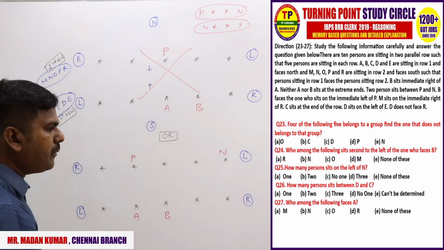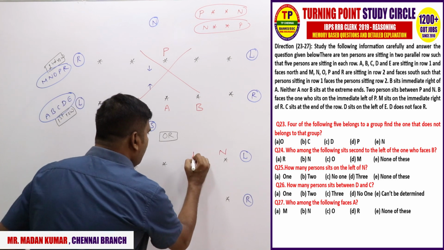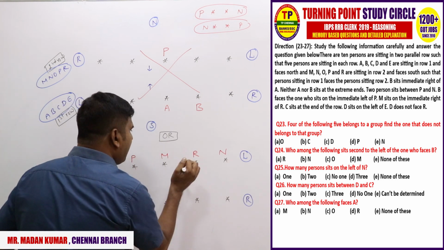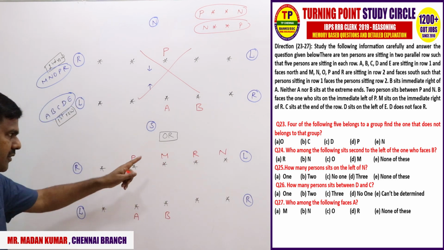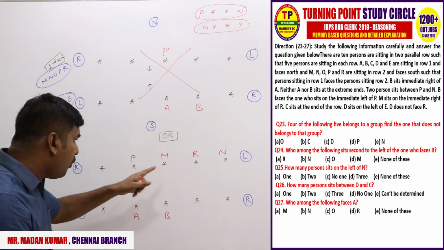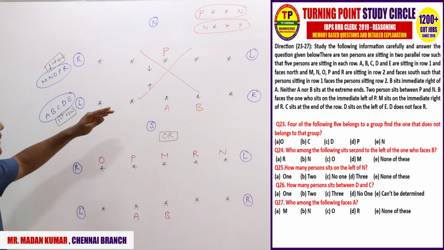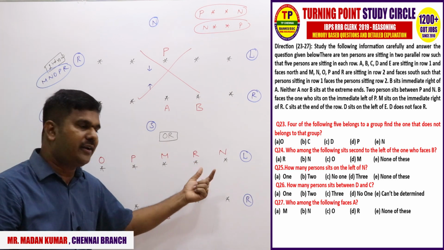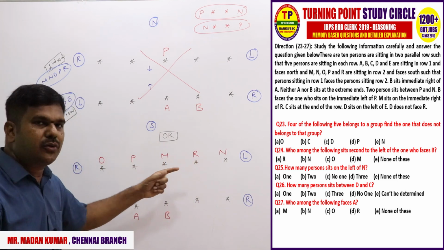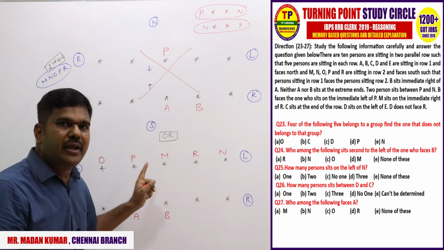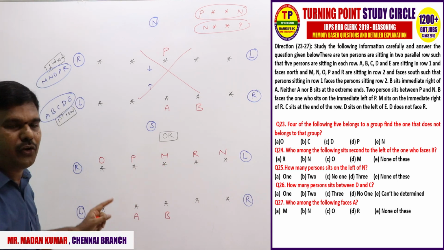So what is being given? M sits on the immediate right of R. So R will be here, M will be here. R's immediate right is M. This is the only possibility left. Who is left over now? So in the second row we got all the arrangements, right? The positions are clear, and we got a unique answer as far as the second row is concerned.